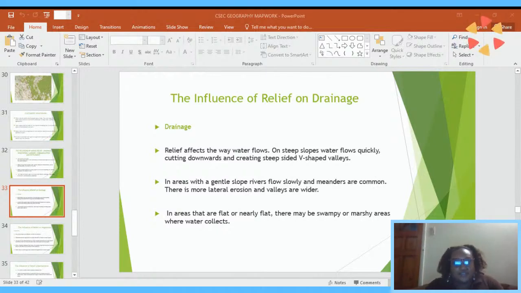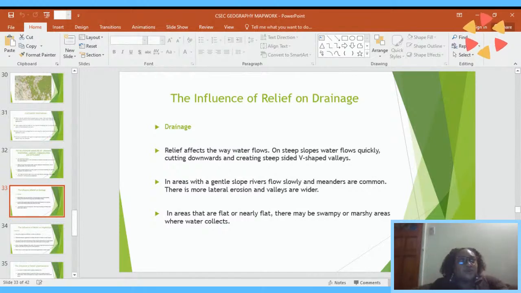Okay, so relief. You all with me? You all can see the PowerPoint. So the influence of relief on drainage. This is a question they like to ask all the time. So drainage is influenced by relief, right?